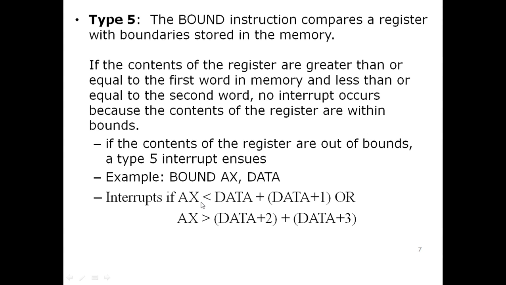So if these conditions are satisfied, then no interrupt occurs. But if these conditions are not satisfied, then this would mean that the value in AX register is out of bound. So if the value in AX is less than the 16-bit value in the memory stored in these addresses, or if the value in AX is greater than the 16-bit value stored in these two addresses, then the interrupt would occur, otherwise the interrupt would not occur.